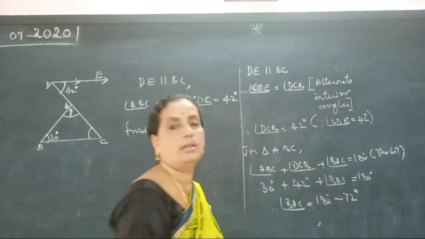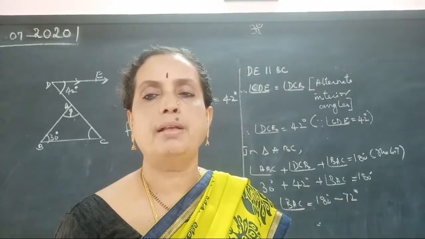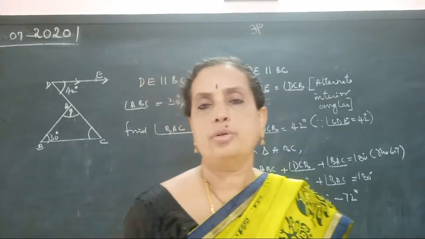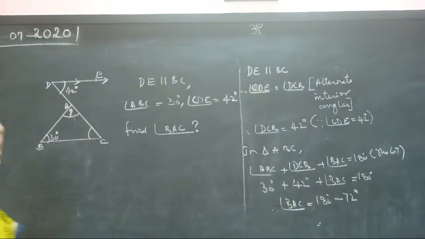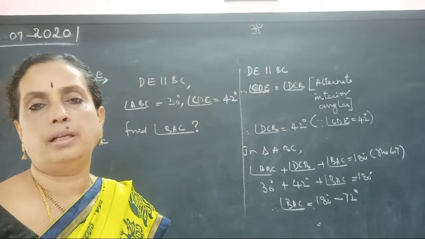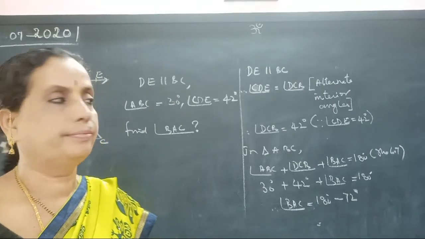What do you get? Angle BAC equals 108 degrees. So try to show the steps properly and give the reason wherever required in the bracket and then find the required measurement. Okay?